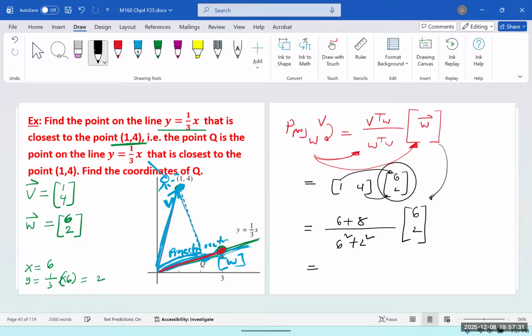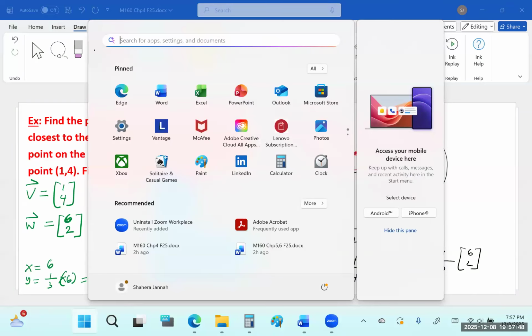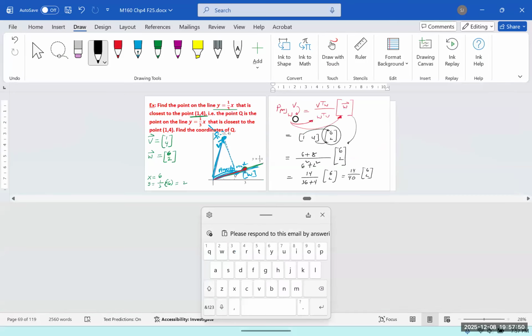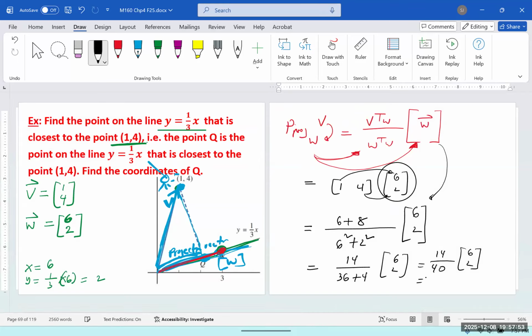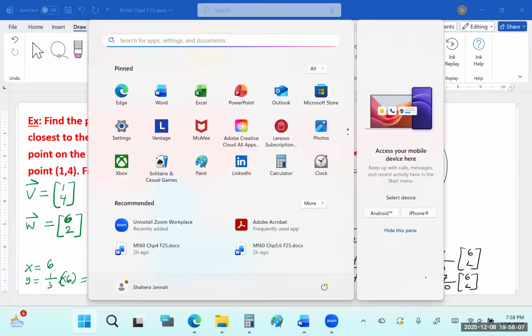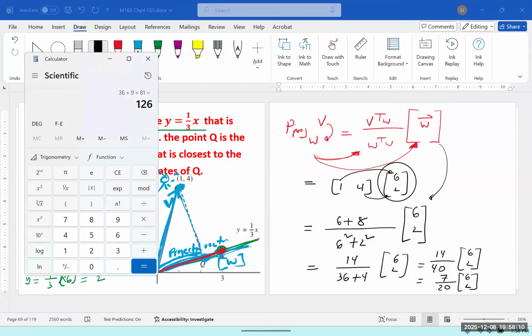So what do you get? 6 plus 8 is 14. 6 squared is 36, 2 squared is 4. So we get 14 over 40 times (6, 2). This is reducible, so we can reduce it to 7 over 20 times (6, 2). So that's going to give us the point.